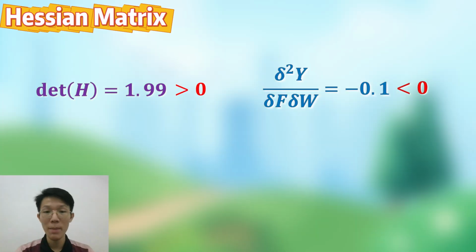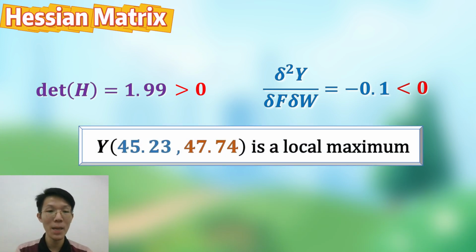So the determinant of the matrix is positive as it's larger than 0, while the second derivative is smaller than 0. This proves that it is indicating a peak. Therefore, the critical point for F and W, 45.23 and 47.74, is known as a local maximum.